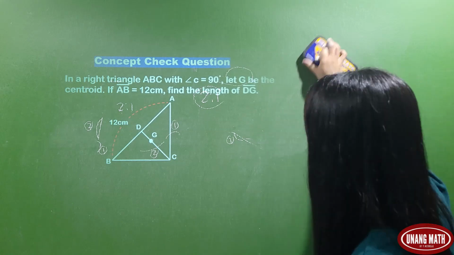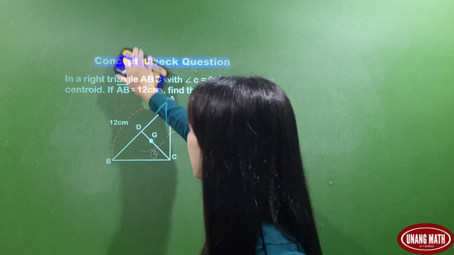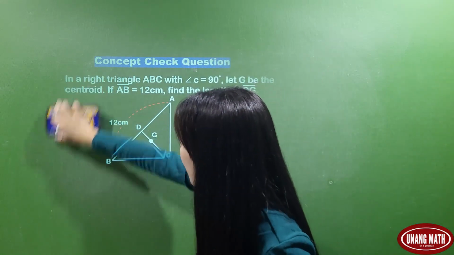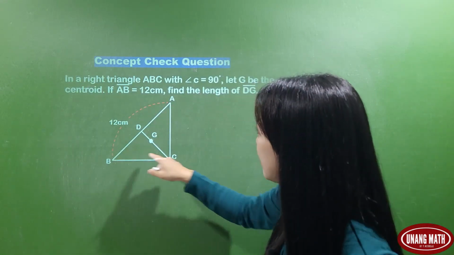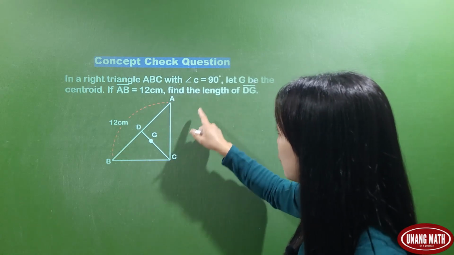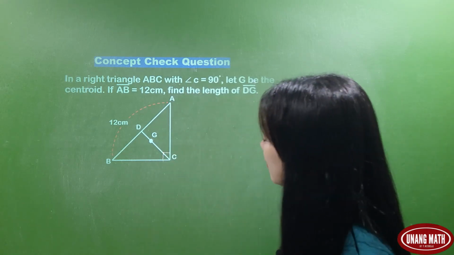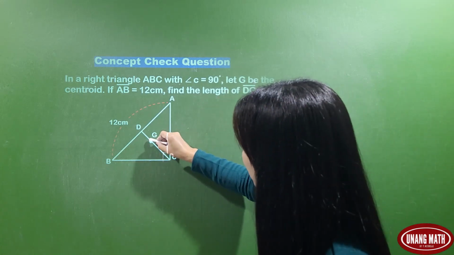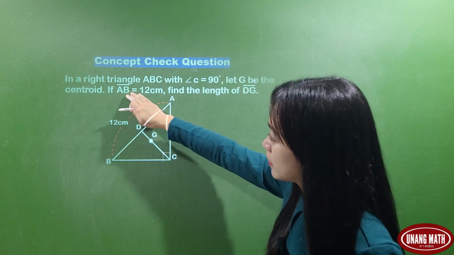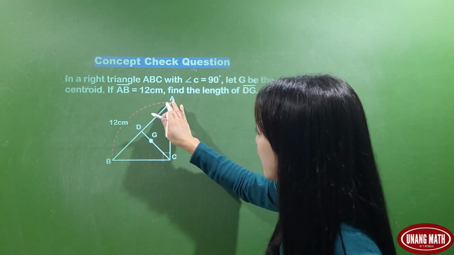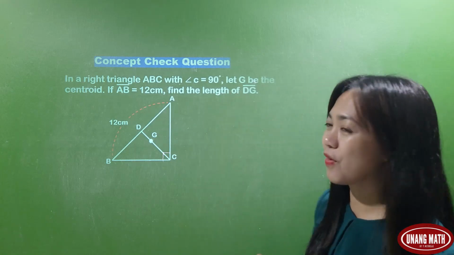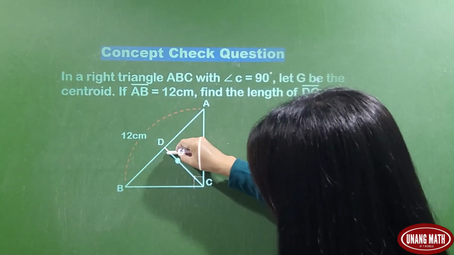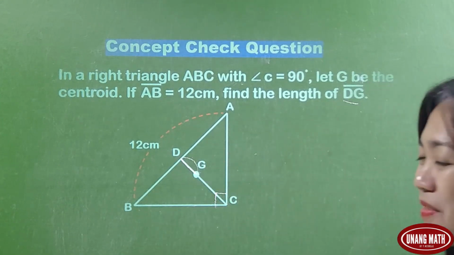Let's give an example by answering this concept check question. In a right triangle ABC with angle C equals 90 degrees, so angle C is 90 degrees or right angle. Let G be the centroid, or this point is the centroid. If segment AB is 12 centimeters, we will find the length of segment DG. Segment DG is this segment.